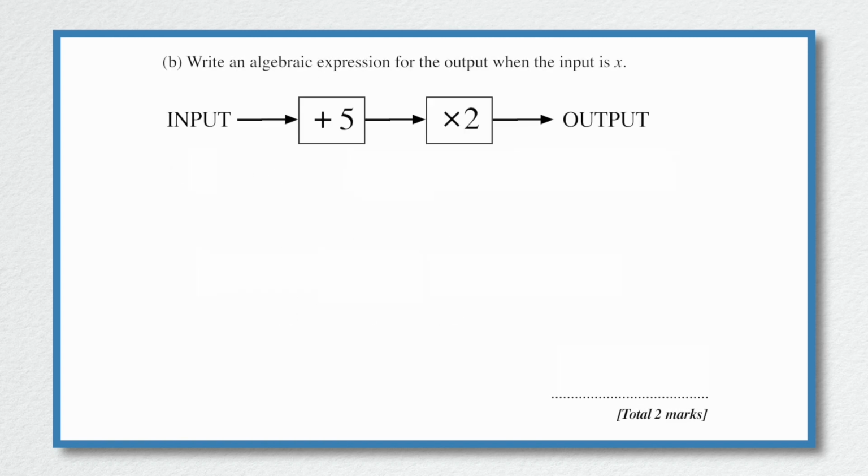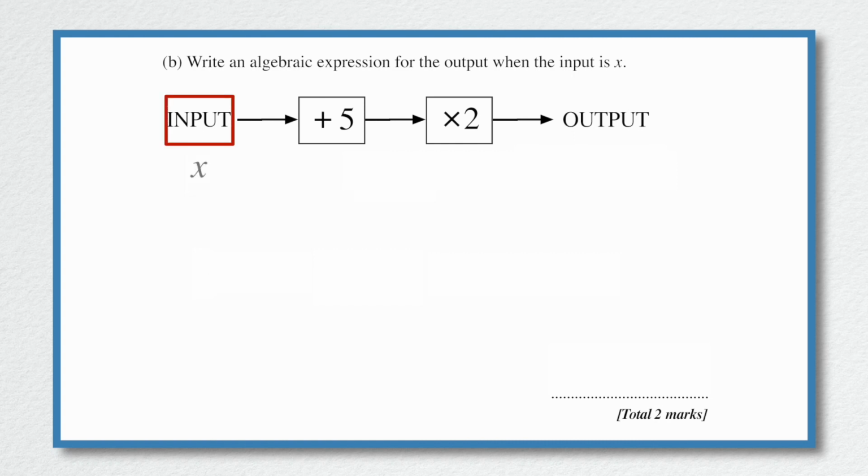And here's part B. We can see that there are 2 marks this time, suggesting 2 stages to the answer. Notice that this is the same function machine as in part A. But this time we are being asked to write an algebraic expression for this number machine by inputting the variable x.